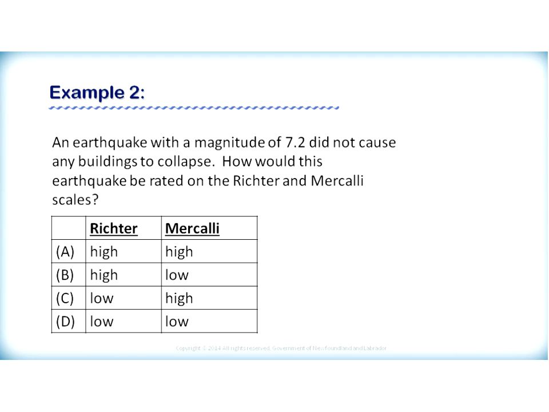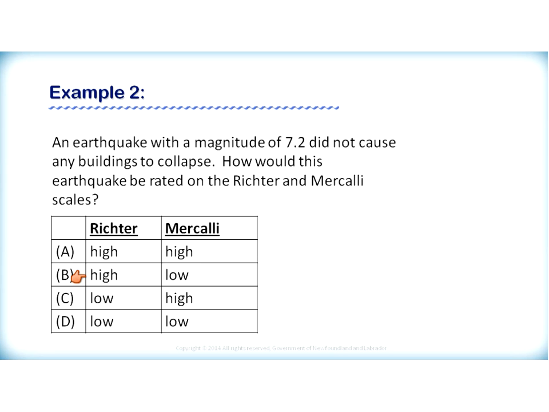Example number 2 reads, an earthquake with a magnitude of 7.2 did not cause any buildings to collapse. How would this earthquake be rated on the Richter and the Mercalli scales? If we look at the Richter scale, we look at a magnitude of 7.2. 7.2 on the Richter scale would represent a high magnitude. So therefore, according to the Richter scale, an earthquake would be rated high if it had a magnitude of 7.2.